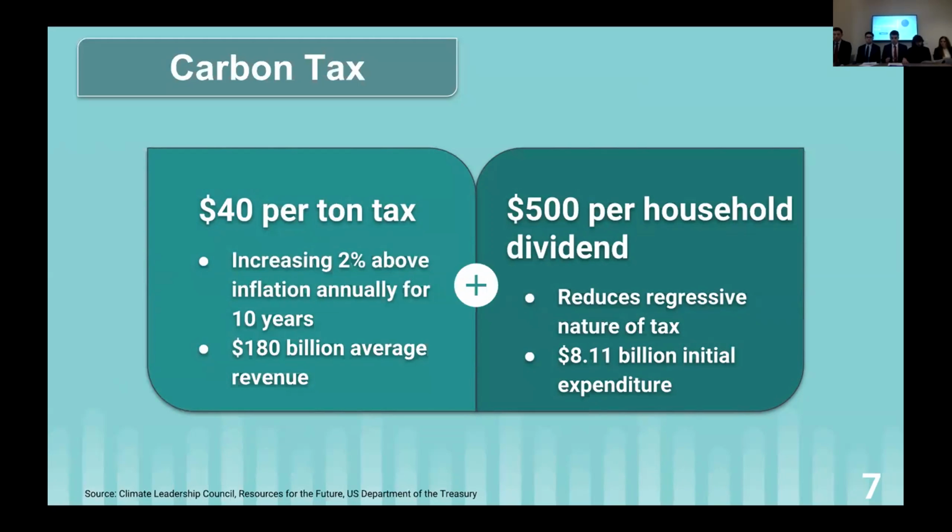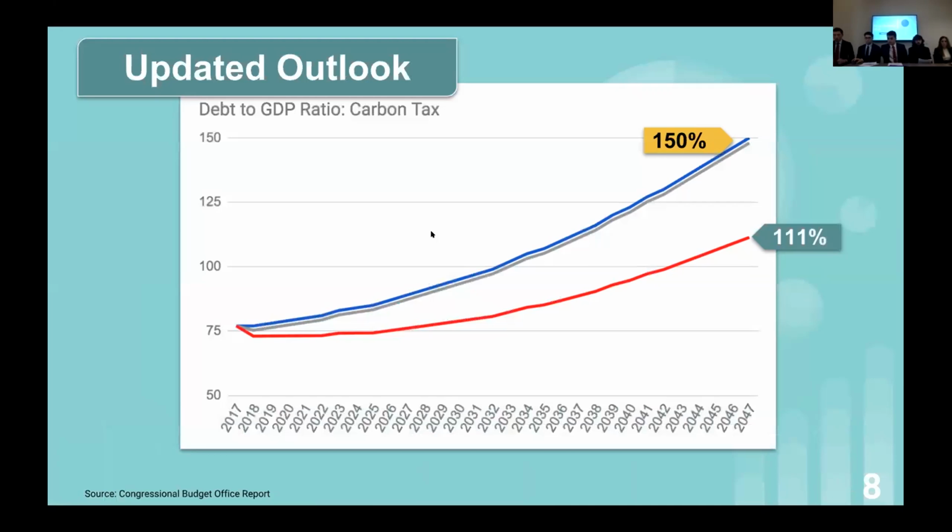The tax generates $175 billion in revenue the first year and reaches $190 billion before declining to account for decreasing carbon dependence. The dividend will initially cost $8 billion and increase slightly to account for population growth. Initially, the plan will include a shock to GDP, but because projections were from before the Trump administration's regulatory rollback, the net effect should be negligible relative to projections. In terms of the overall platform, the carbon tax will reduce the debt-to-GDP ratio 37 percentage points to an overall ratio of 111%.